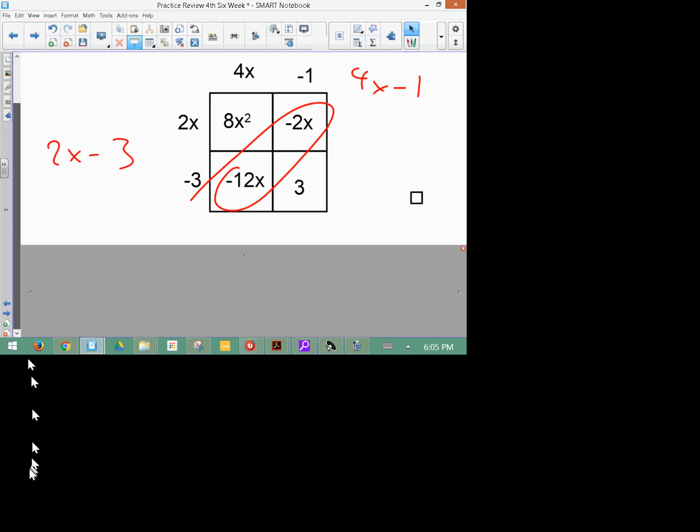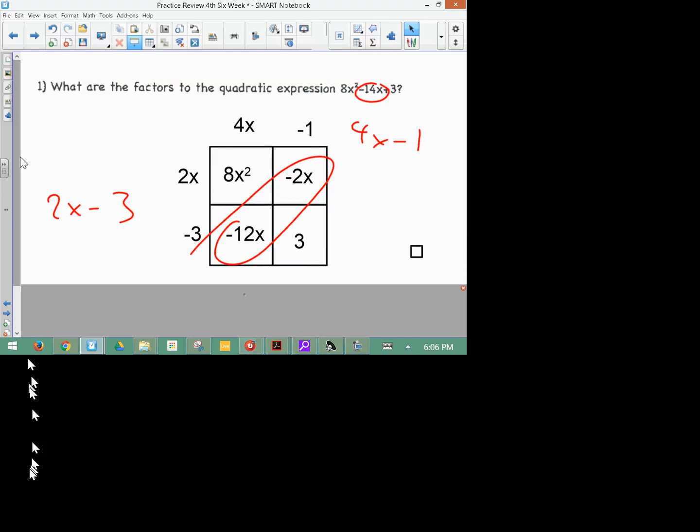If you look among the answer choices on the sheet, you will see that one of the answer choices is 4x minus 1 times 2x minus 3. And if you multiply that out, you will get this trinomial back. So we basically just did a reverse box. The other thing you could do is multiply all of the answer choices together using the box method and see if you end up back here. That's another approach you can take.